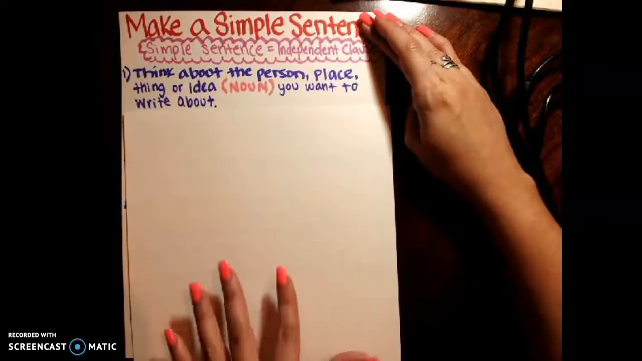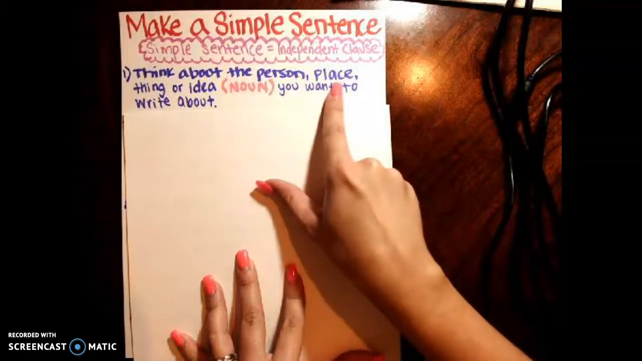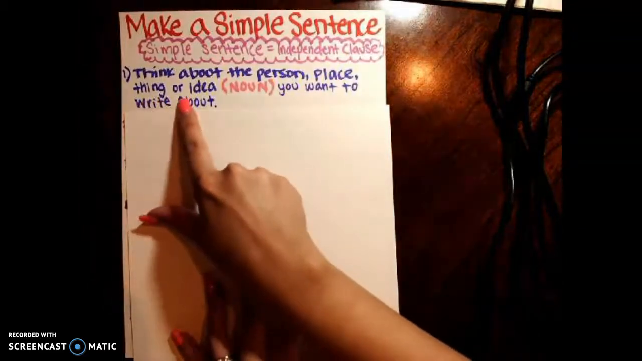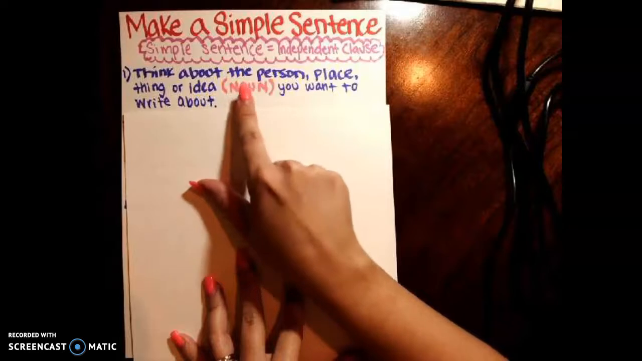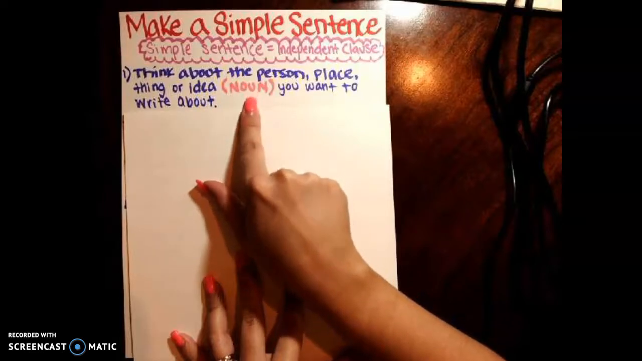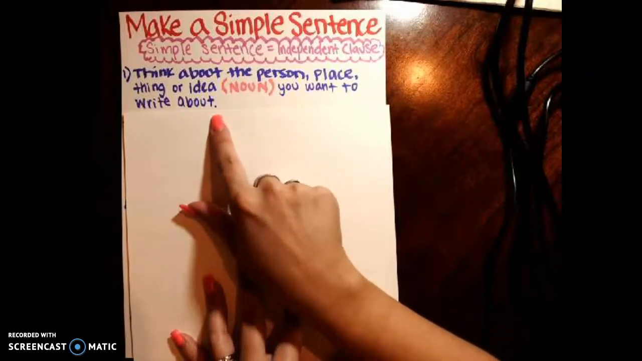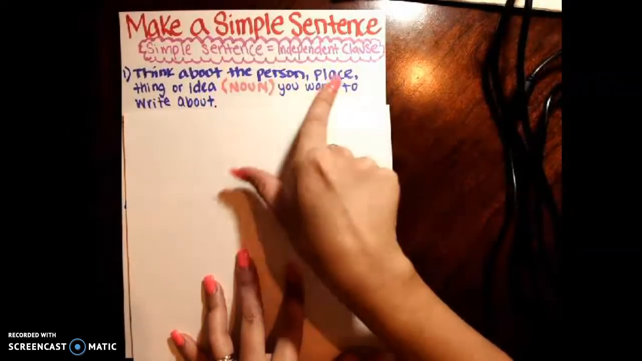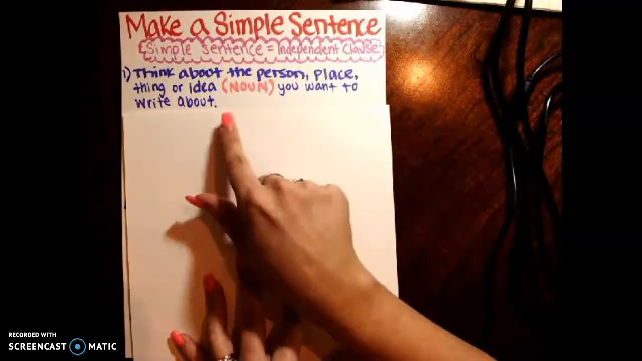So number one, we're going to think about the person, place, thing, or idea, which remember we learned last week that is a noun, okay? So whenever you see this pink color, it's a noun in the sentence you want to write about, okay? So we're thinking about the person, place, thing, or idea that you want to write about.